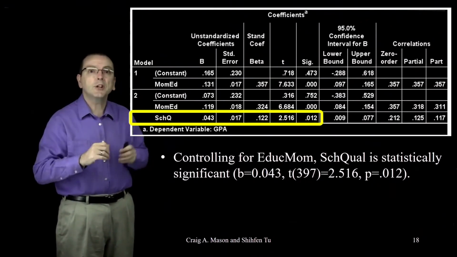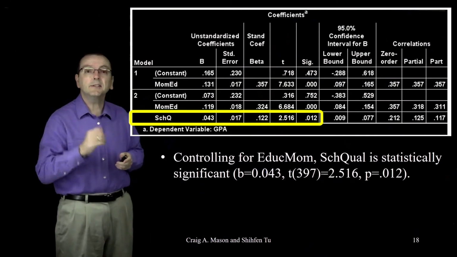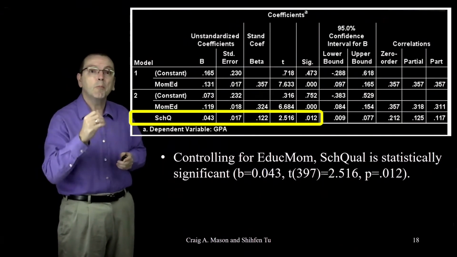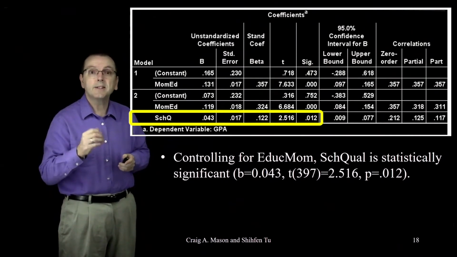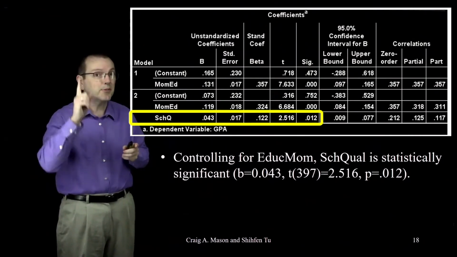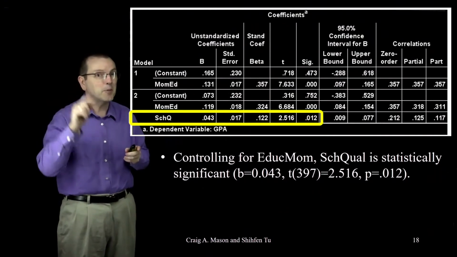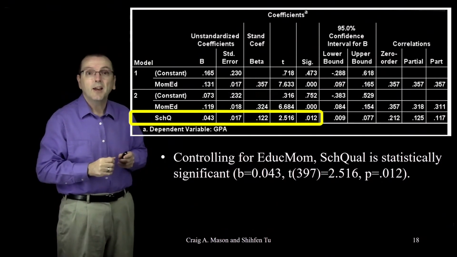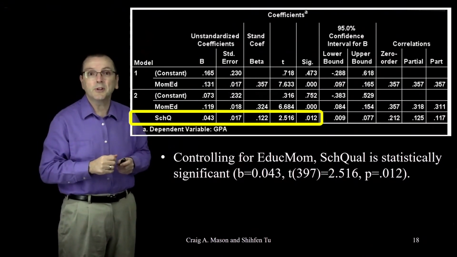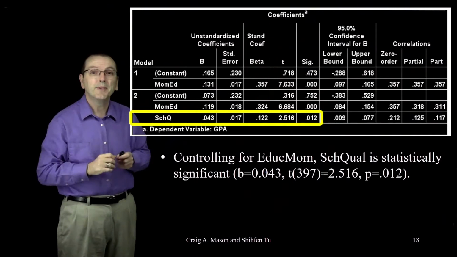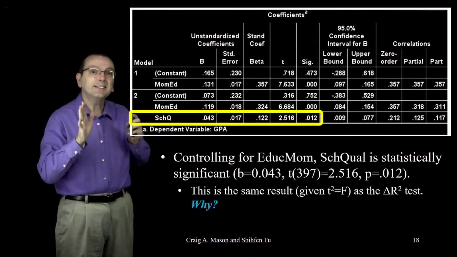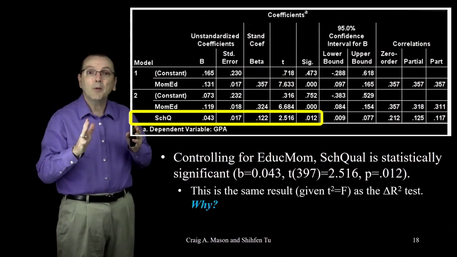Controlling for mother's education, school quality is statistically significant with a B, unstandardized regression coefficient of 0.043, and t with 397 degrees of freedom, remember our degrees of freedom from earlier, is equal to 2.516 with a p-value of 0.012. Don't add an extra zero there. Now, notice that this is essentially the same result that we saw with our change in R-squared test.